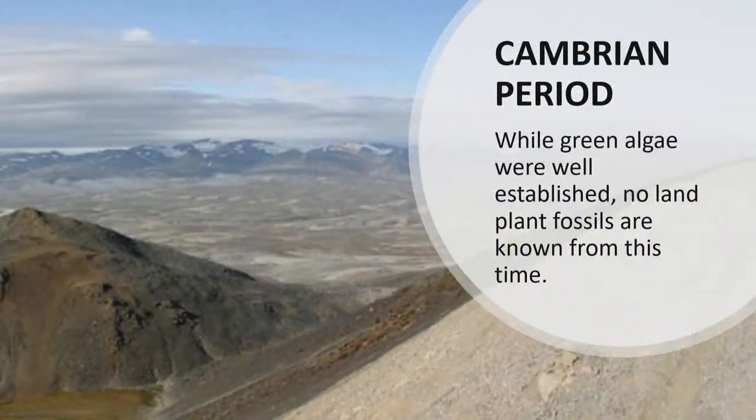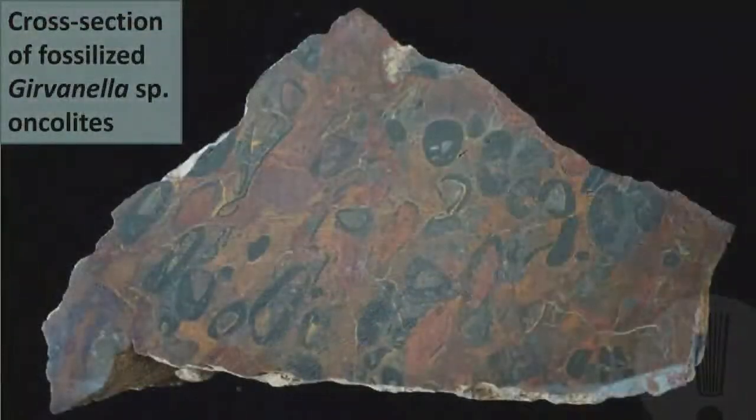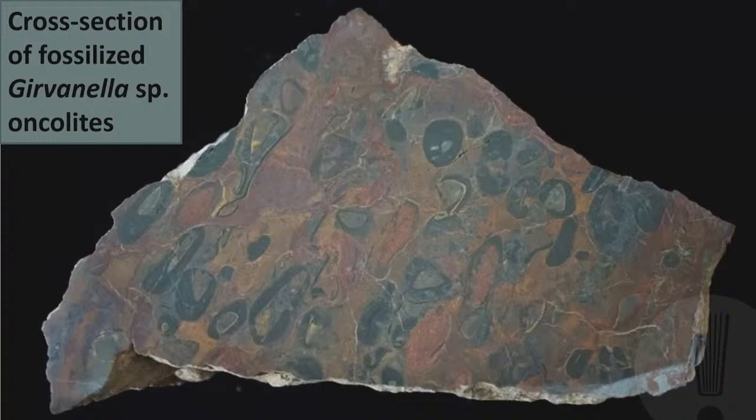So while green algae were well established during the Cambrian, no land plant fossils are known from this time. However, here is an example of some of those cyanobacteria, blue-green algae, which I believe is up here that you can look at here after the show.